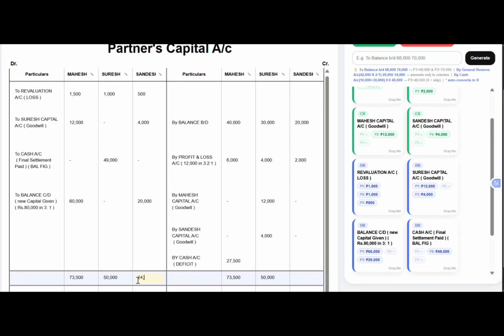So here also for Sandesh, it is a shortage or deficit. So the deficit amount he has to bring into the firm. We need not write it once again since we had already written it in the cash account. Deficit amount brought in by Mahesh is 27,500. And similarly for Sandesh, the deficit amount which he has to bring in is 2,500. That is 24,500 minus 22,000.